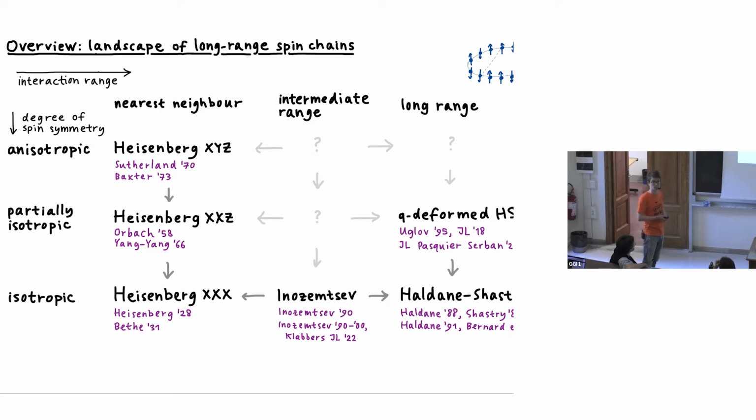Really, one of my long-term goals is to try to understand what is happening in this blank area of the map. But today I would like to tell you about 2 ways that the Heisenberg models are related to long-range spin chains. The first one is this isotropic level, so that will be the start. And later I'll talk about a slightly different version, which will be related to the q-deformed Haldane-Shastry, but it's another deformation, which is not quite on this map of Heisenberg XXZ.